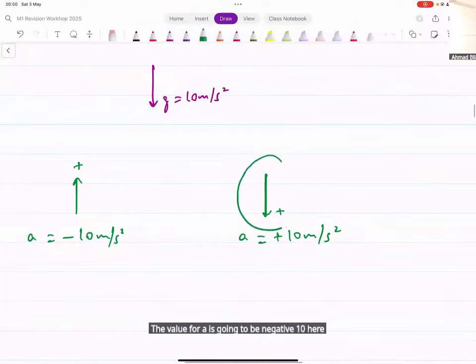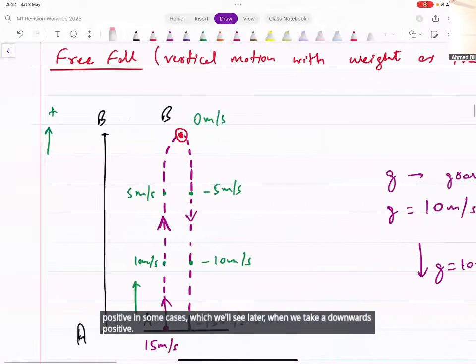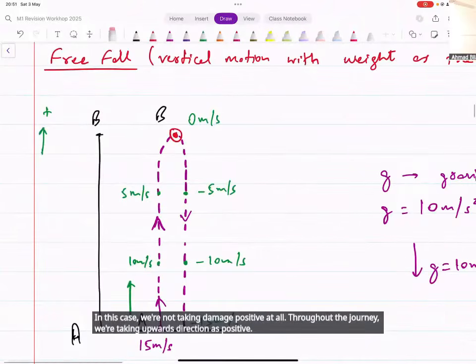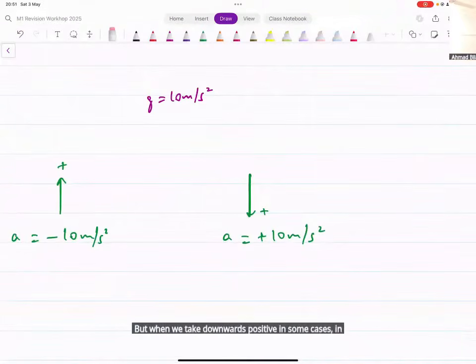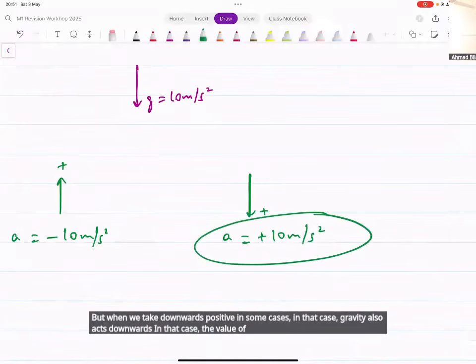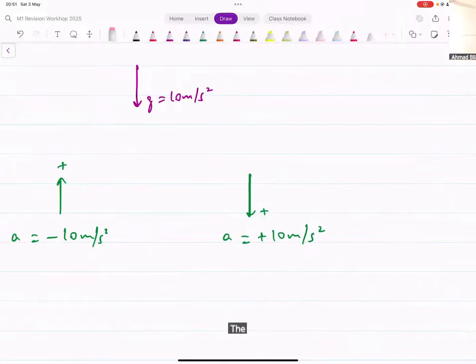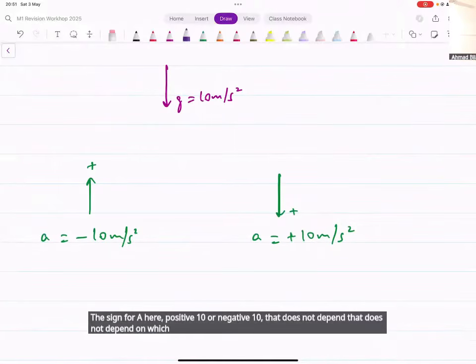When you're taking downwards positive, in some cases, we'll see later, but in this case, we're not taking downwards positive at all. Throughout the journey, we're taking upwards direction as positive. But when we take downwards positive, gravity also acts downwards. In that case, the value of A that we take will be 10 meters per second square. The sign for A here, +10 or -10, does not depend on which direction the object is moving in.